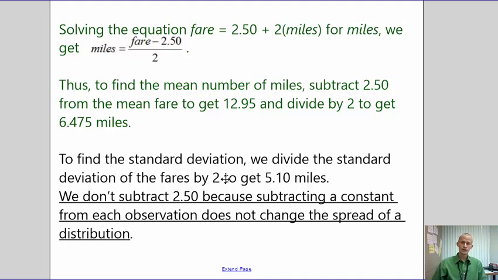To find the standard deviation, we can do that same process, but instead we're only going to divide by 2. So remember that when we add or subtract a constant, that doesn't impact our measure of spread, only when we multiply. So in this case, we are dividing by 2, so we can divide that number and we get that 5.10 miles.